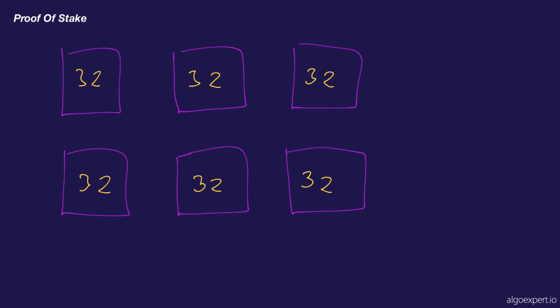Now, there are ways to pool stake and to have kind of staking pools, which we can get into later. But for now, we'll just imagine the minimum stake is 32 Ethereum. So in this example, we have 192 Ethereum total.